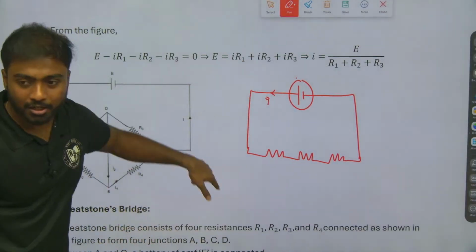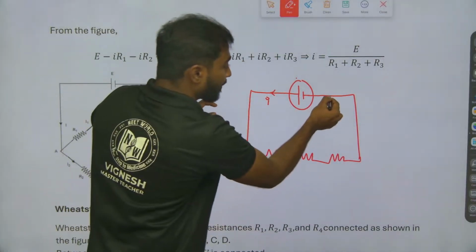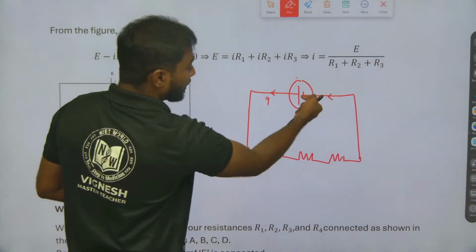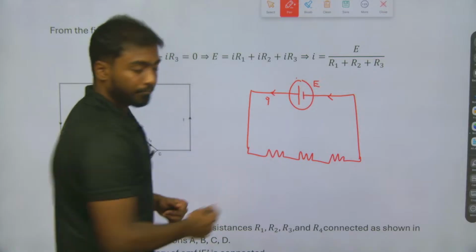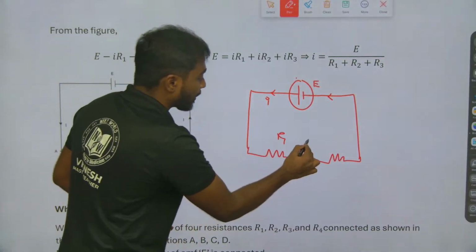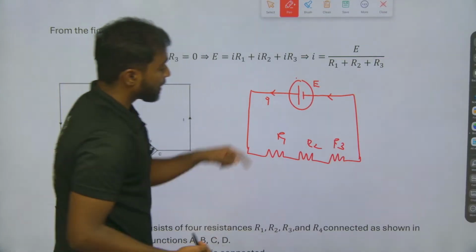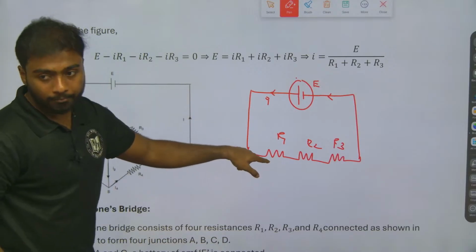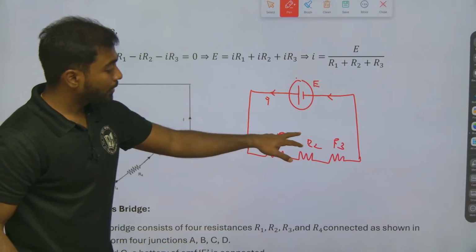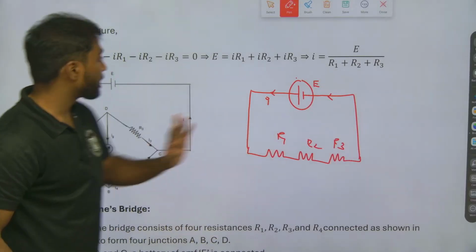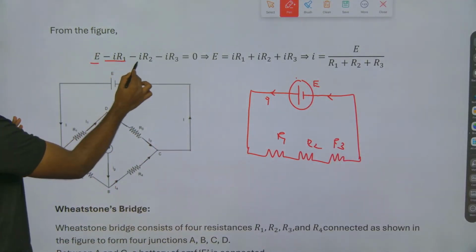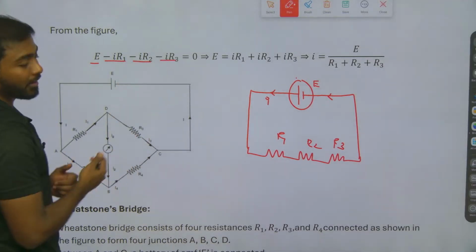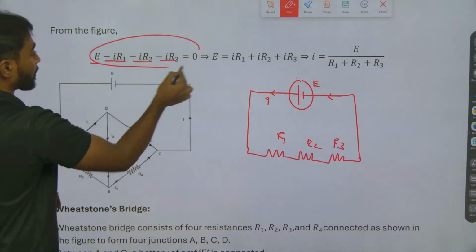This is my current direction. So I will be traveling like this, no? Traveling in negative, coming out as positive. So E will be positive. This is my R1, R2, R3. I am going in the direction of current. So minus IR1, minus IR2, minus IR3. So E minus IR1 minus IR2 minus IR3 will be equal to 0.